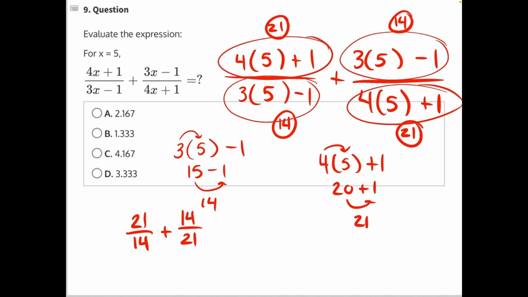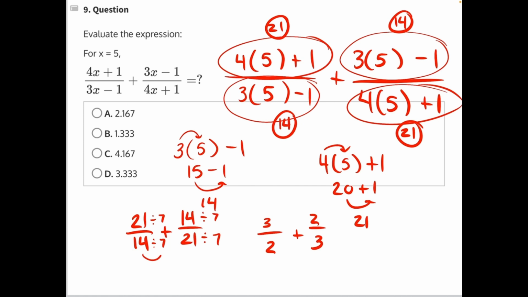Now, in order to add these, we need to get common denominators, but trying to find a common denominator between 14 and 21 is going to be a bit much. So let's try to reduce both of these fractions as much as we possibly can. The greatest common factor between 21 and 14 would be 7, so we can take a 7 out of the numerator and denominator for both of these fractions, and we will get 21 divided by 7 is 3, 14 divided by 7 is 2, and then the flip of that, 2 over 3 for the second fraction.